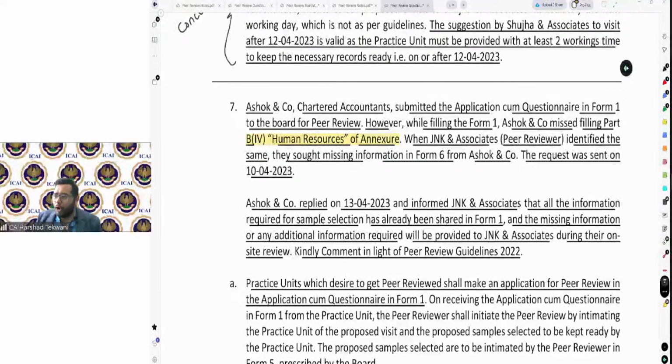But if you see, there is an obligation of the practice unit, where it is written that they are required to provide. In case they fail to provide, the peer reviewer can qualify the report that he has not obtained sufficient information and is not able to get sufficient and appropriate evidence, and hence is not in a position to comment upon the systems, procedures, and infrastructure at the practice unit. So he might issue a negative report in that case.